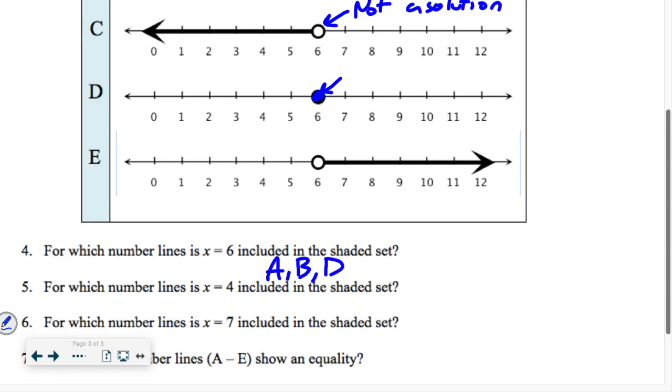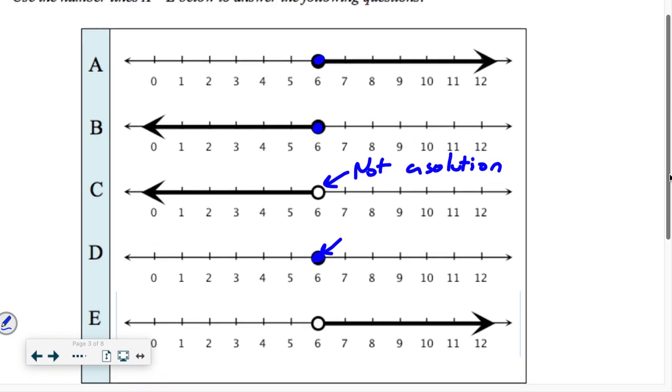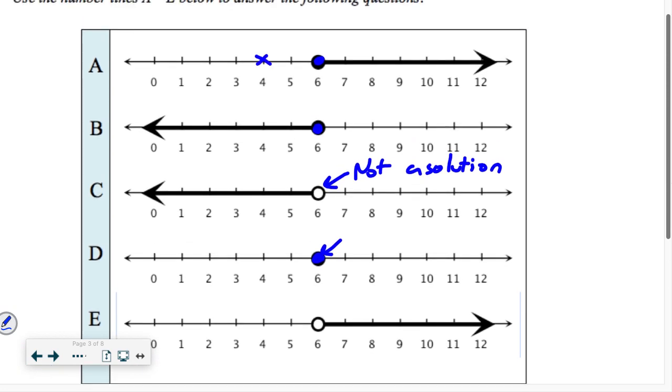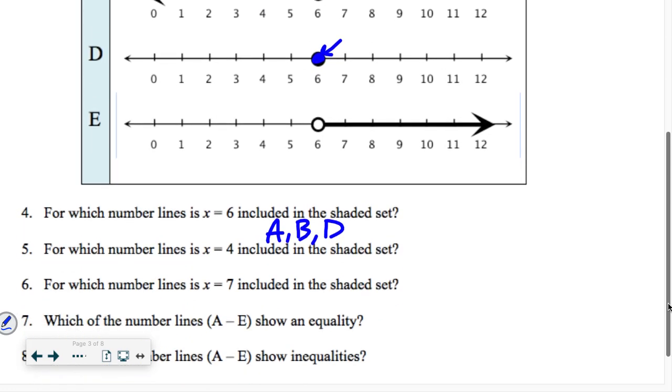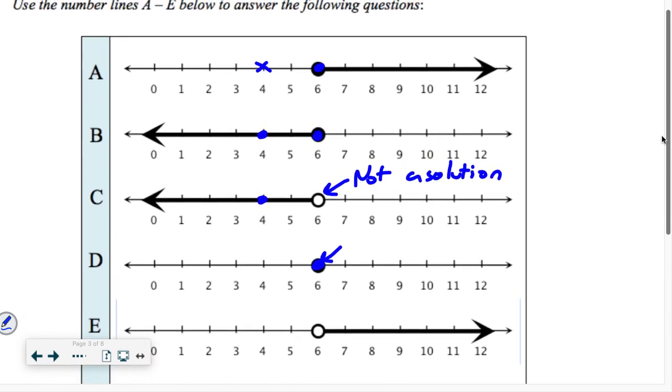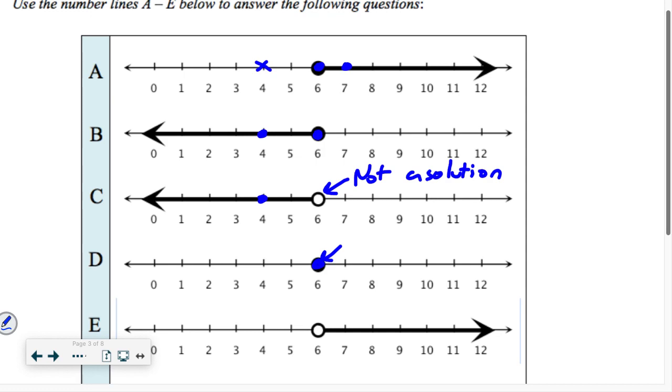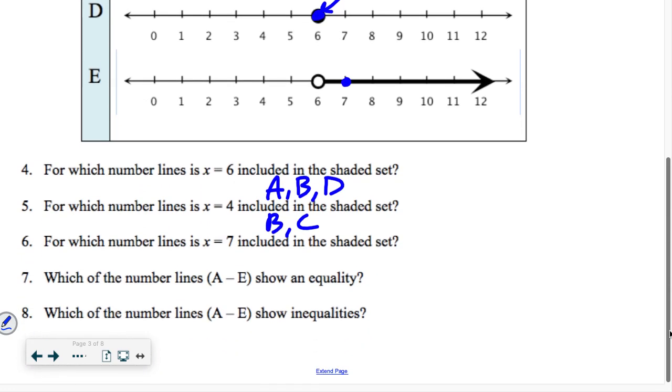x equals 4, we're going to see when that one's included. So x equals 4 shows up right here. That is not a part of it, so it's not in A. It is right here, it is a part of this, and it's not any of the other ones. So it's only B and C. x equals 7, we come back here. It shows up in A, and it shows up in E. They're part of those shaded regions. That's what it takes to be a solution. So that's A and E.